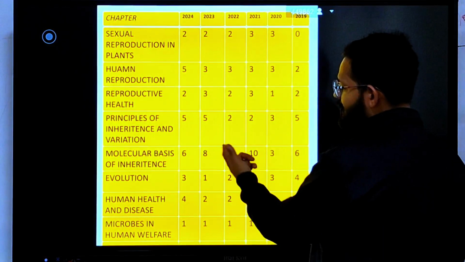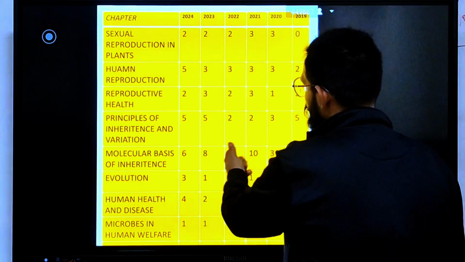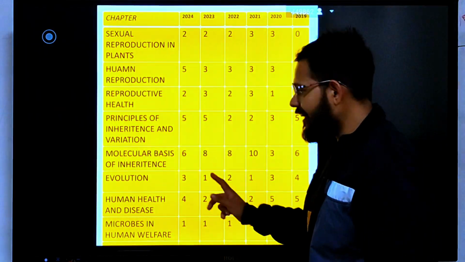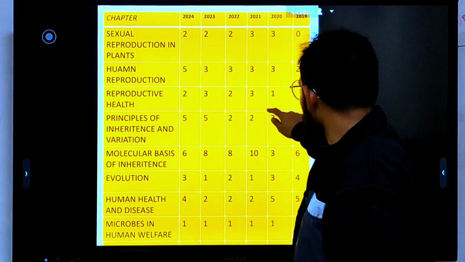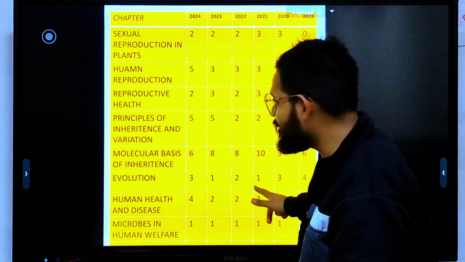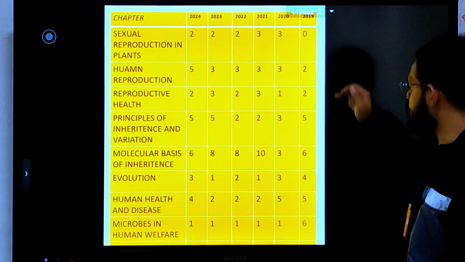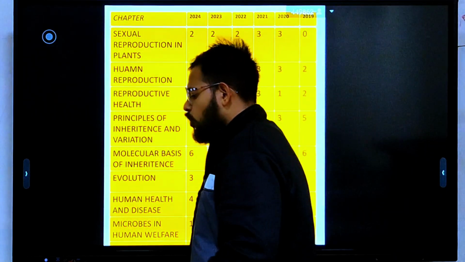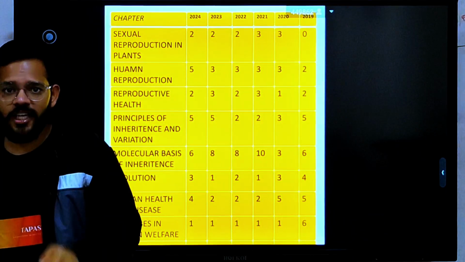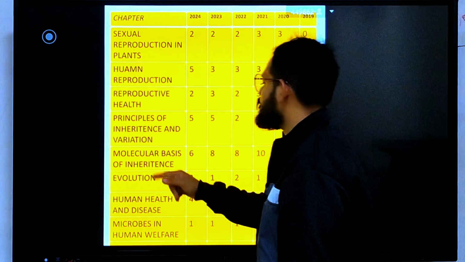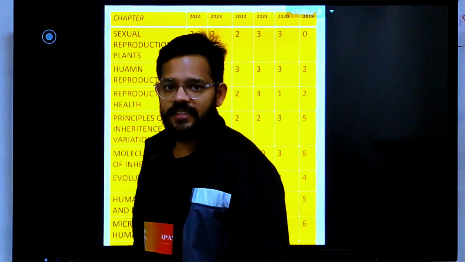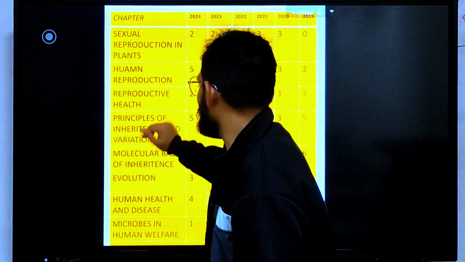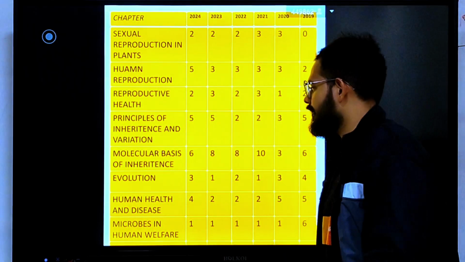Okay, so last year you had 6 questions from this chapter. In 2020 you had 3, in 2022 you had 8, in 2021 you had 10 questions from this chapter, 2023 questions, 2019 6 questions. So this year the number of questions coming from molecular basis of inheritance can be 5 or 6. Okay, again I am saying 5 or 6 questions are coming from your molecular basis of inheritance.